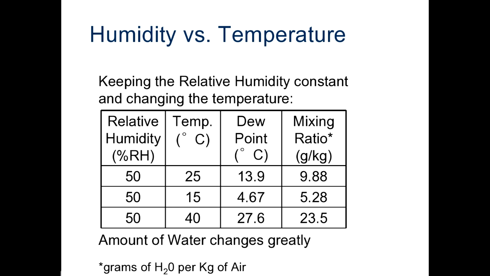If we change the temperature to 15 C, we would have to decrease the amount of water, in this case to 5.28 grams of water per kilogram of air. And if we were to increase the temperature, yet we wanted to maintain 50% RH, we'd have to increase the water present by a substantial amount, up to 23.5 grams of water vapor for every kilogram of air. So we can see if we want to control humidity and keep it constant, we really need to change the amount of water vapor present as the temperature changes.